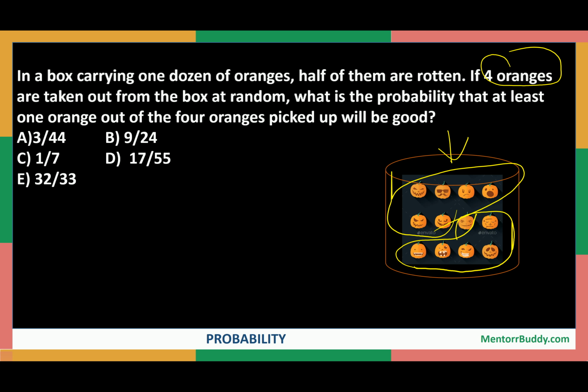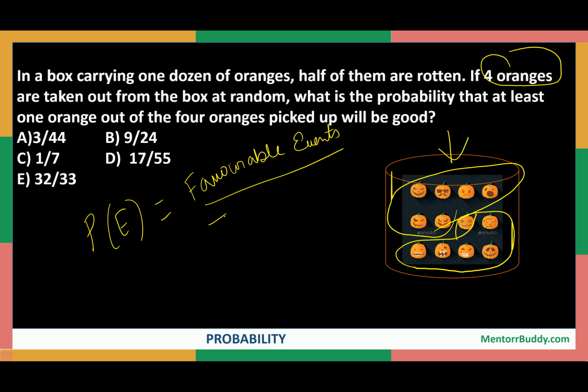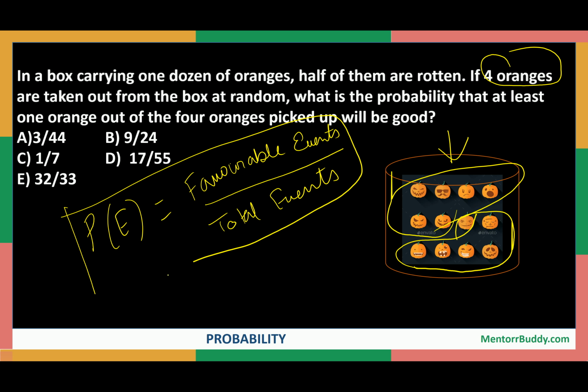And what does probability mean? Probability of any event is the number of favorable events upon the sample space, or you can say the total events, right? Out of the sample space or the total events, the favorable events will give us the probability of any event happening. So we'll quickly solve this question. We have two methods to solve this question. One is the normal method, that is a step-by-step process, and second is the shortcut method.